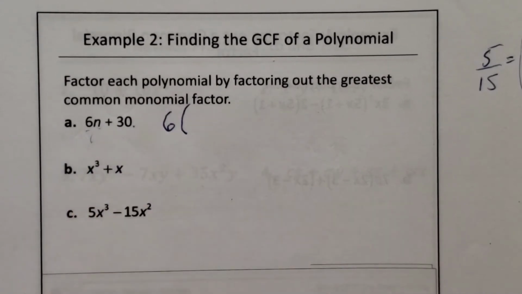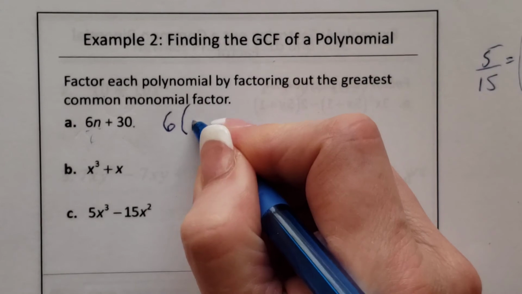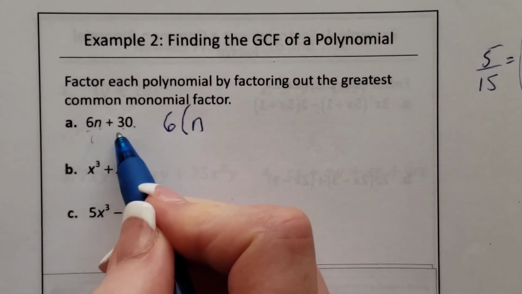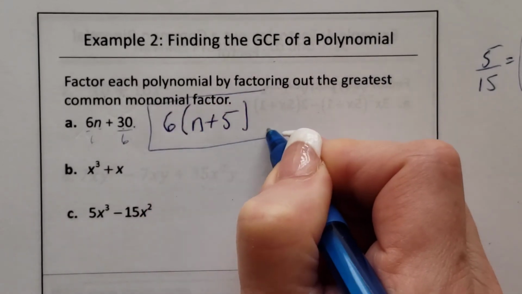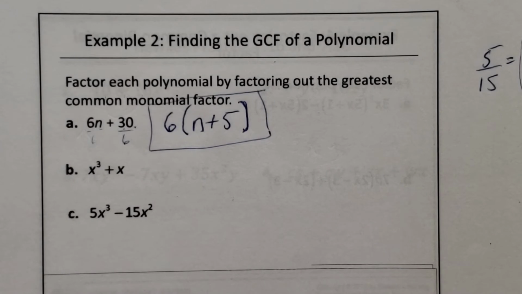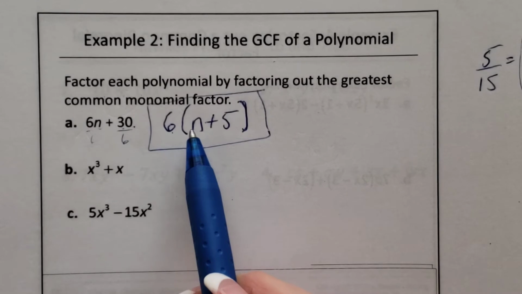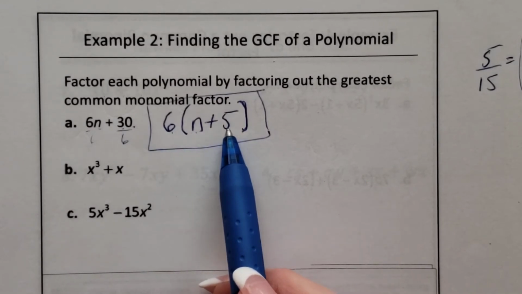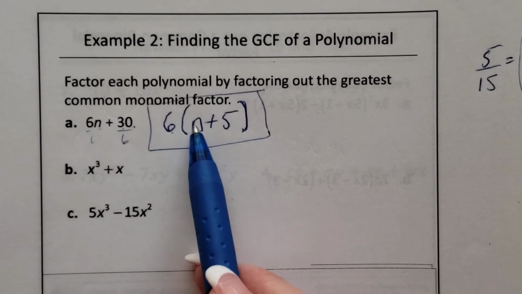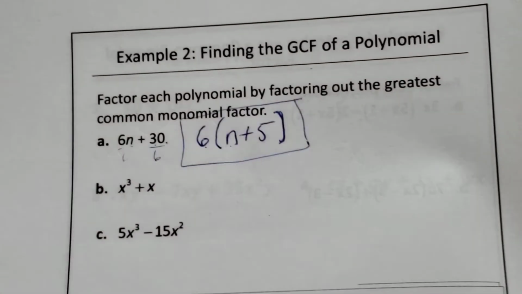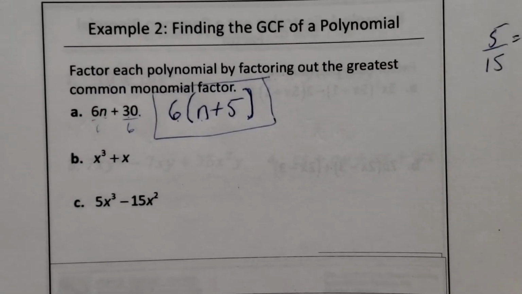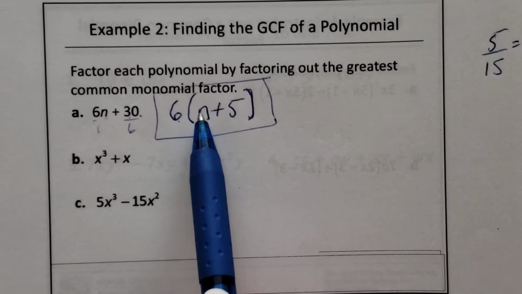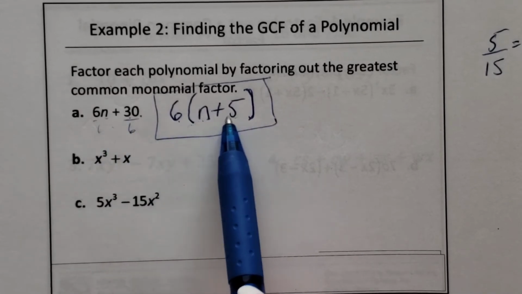So what's 6n divided by 6? Well, it's just n. What's 30 divided by 6? Well, it's 5. And I have just factored that polynomial by factoring out a 6. Now, what would happen if I distributed that 6? 6 times n is 6n, and 6 times 5 is 30. So these two are equivalent, just like my fractions over here. They have the same value, but this one's in simplest form. Well, same is true here. These are equivalent because I could turn this back into this, but this one's in the simplest form.